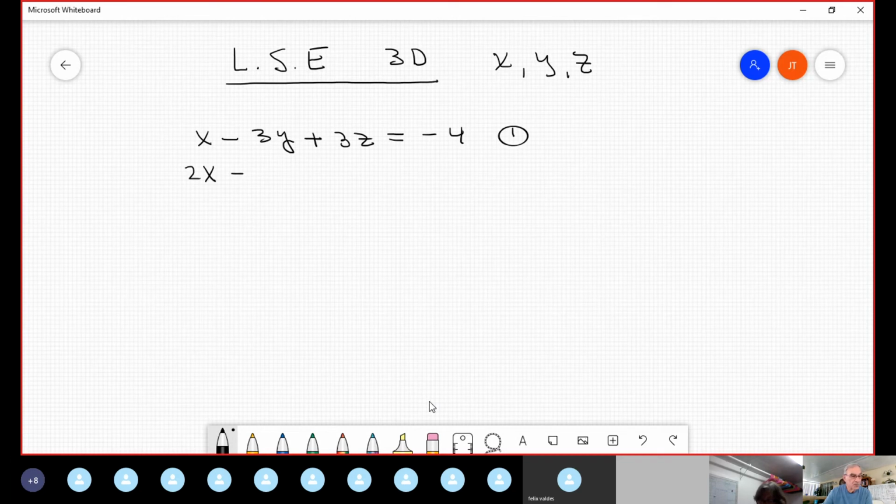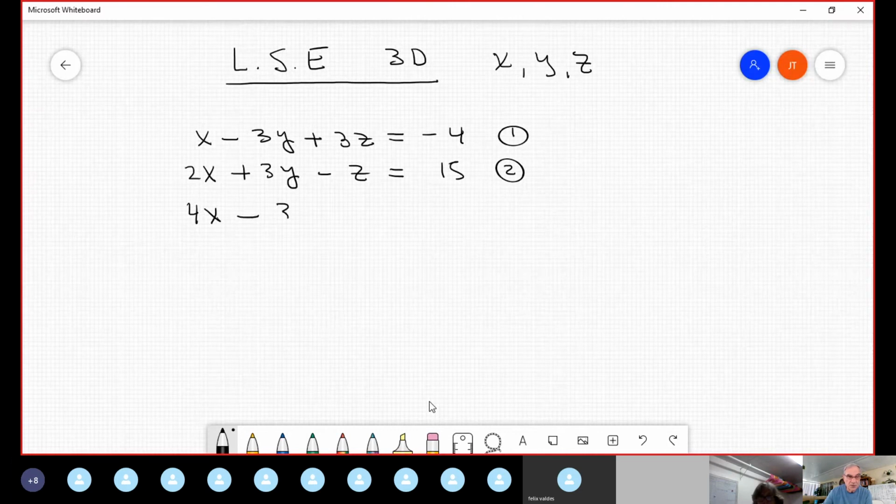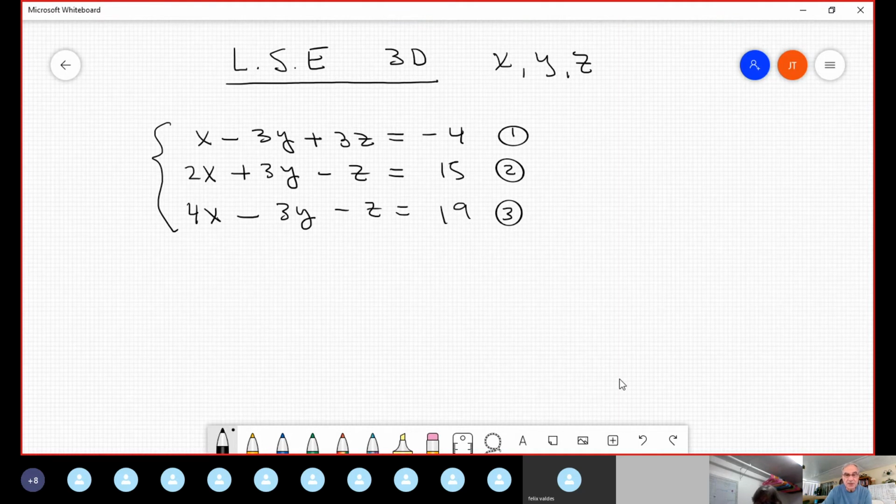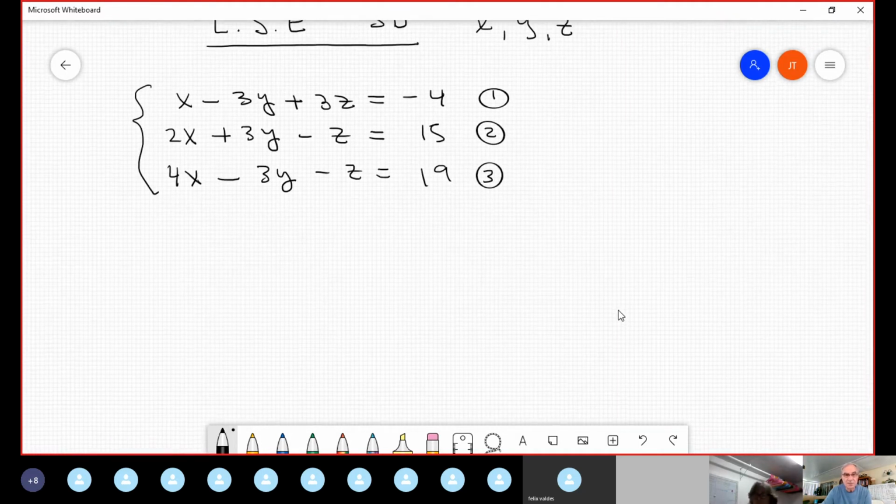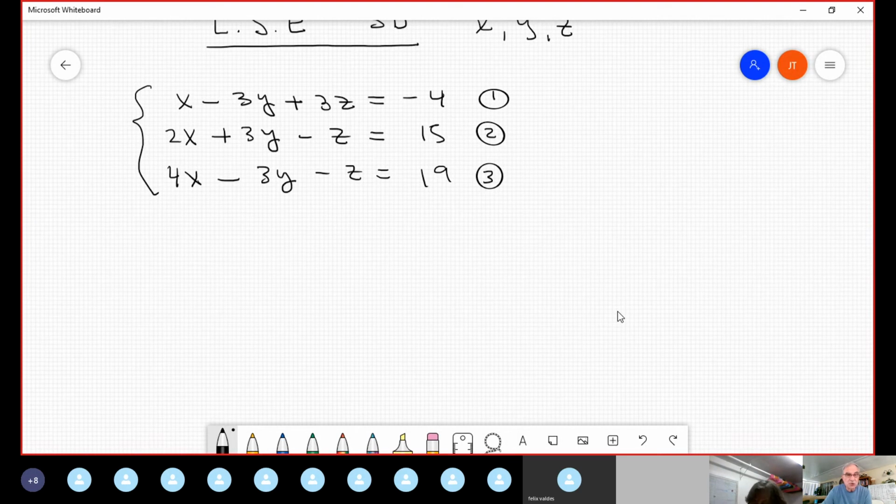2x plus 3y minus z equal 15. This is equation number 2. And 4x minus 3y minus z is equal 19. This is equation number 3. This is the system, 3 equations, 3 unknowns, x, y, and z. Okay, I want to explain the procedure in detail. Please pay attention. You select, you pair two equations. What do you say?